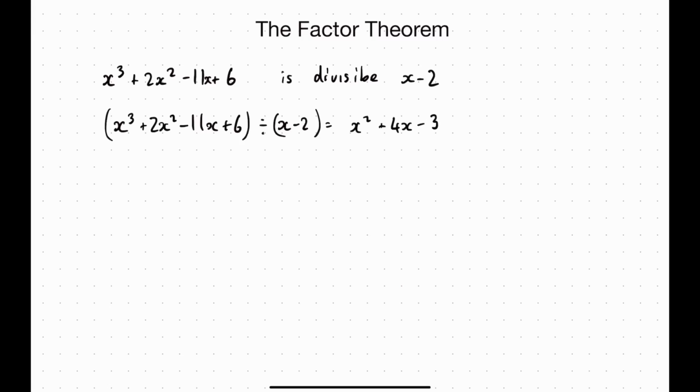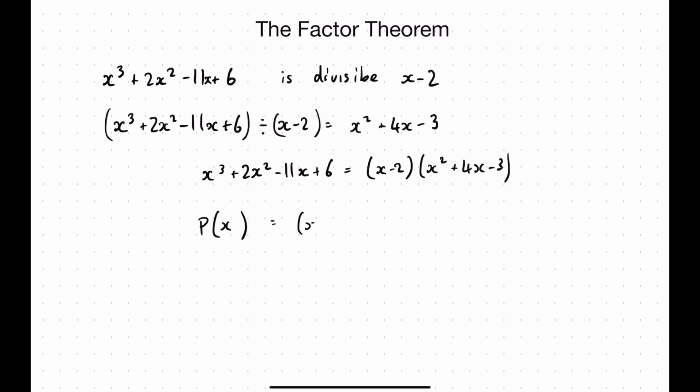Okay. Where the factor theorem comes from is an idea that I can rearrange this to say x cubed plus 2x squared minus 11x plus 6 is equal to x minus 2 times x squared plus 4x minus 3. And if I refer to the x cubed plus 2x squared minus 11x plus 6 as polynomial p of x, then what I can say is that on the right hand side I have x minus something multiplied by the quotient q of x. Okay? And what the factor theorem says is if I was to substitute x is equal to c into p of x and get p of c, then I should get 0.